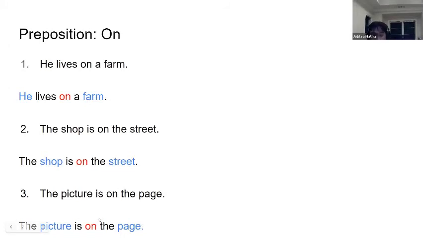So once again, we have on, which is a preposition in the middle of these 2 nouns, and it is relating these 2 nouns. It is relating picture and the page. On is saying that the picture is on the page. Here is an example. This is a picture, right? Lotus flower. This is a page. Picture is on the page. Okay? Picture is on the page.